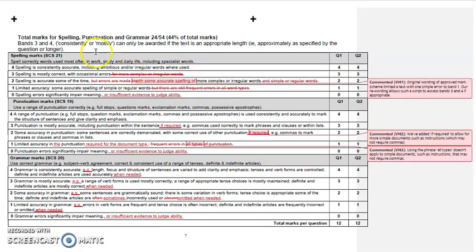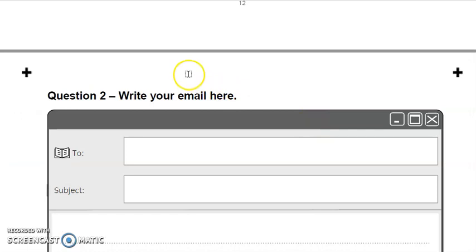Okay, so there we go. That's a quick overview of the Level 1 writing paper. So now you can download one of the sample ones, have a go at it, and email it to your tutor.